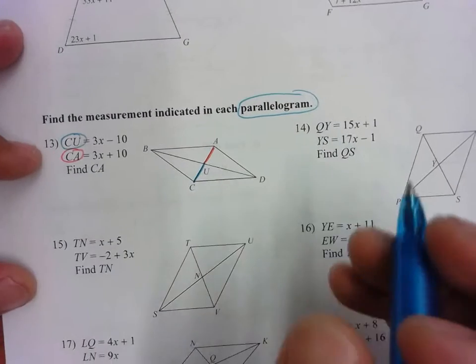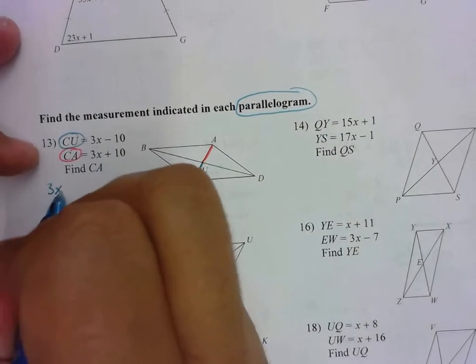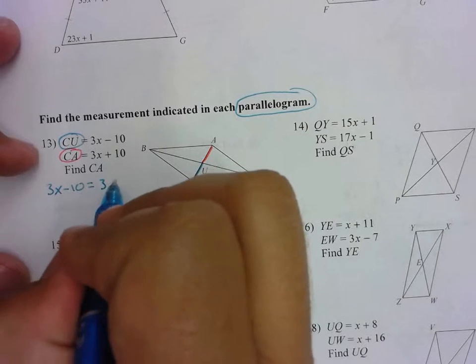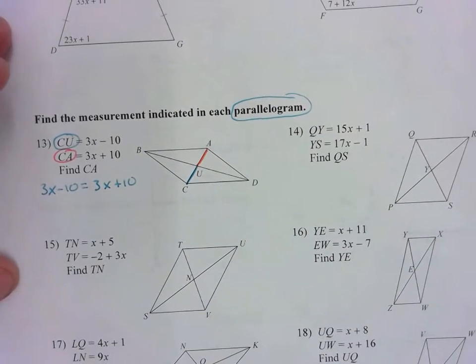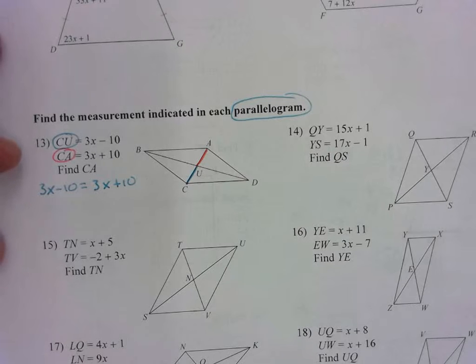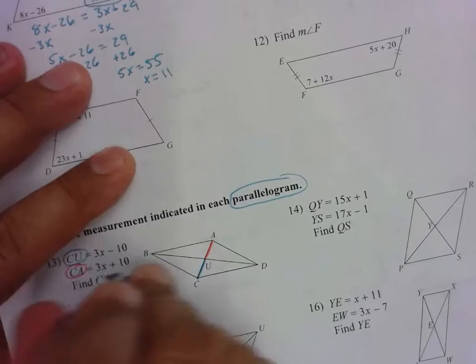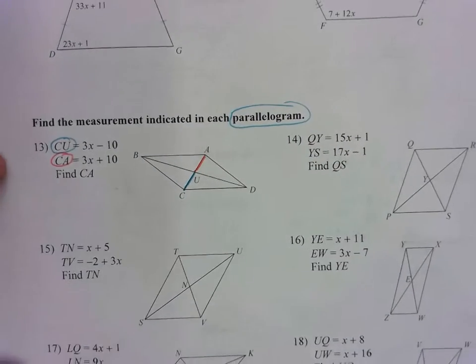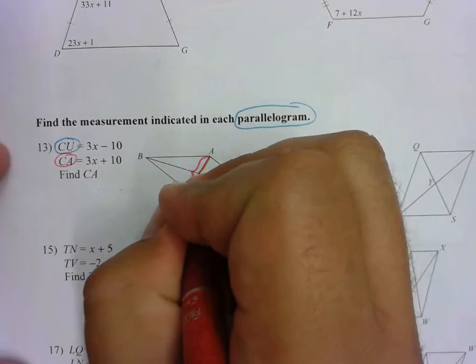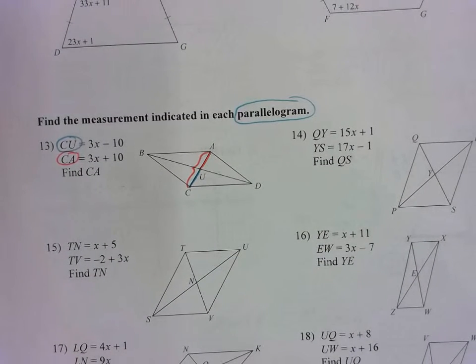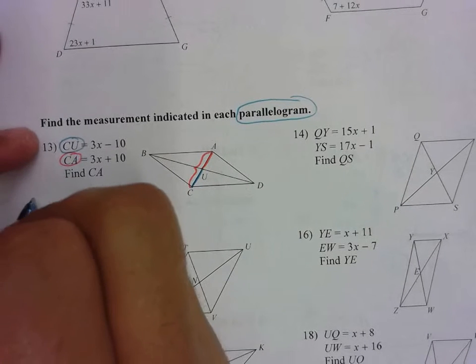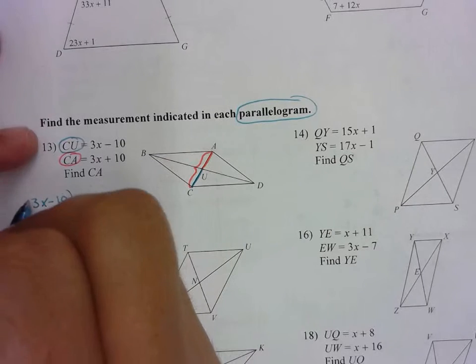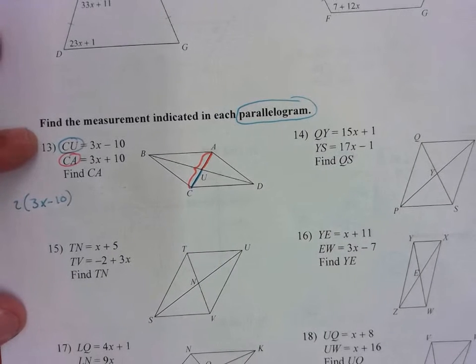This side equals that side. So I'm going to take 3x minus 10 and set it equal to 3x plus 10. Oh, I did that wrong, didn't I? That's not CA. This is CA, the whole thing. So CU is half of CA, which means if I take CU, 3x minus 10, and multiply it by 2, doesn't that give me CA?